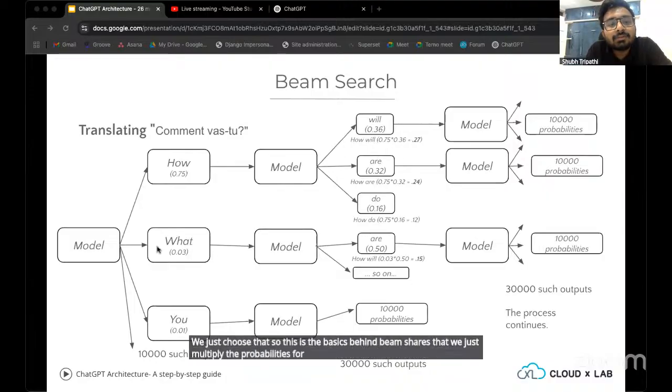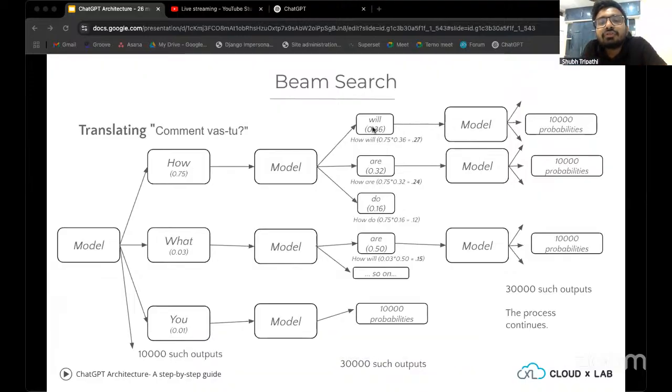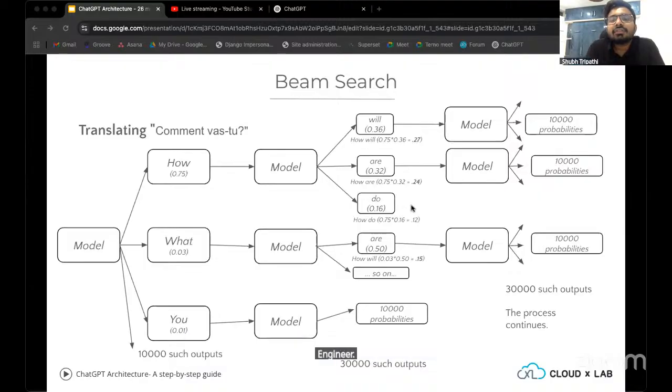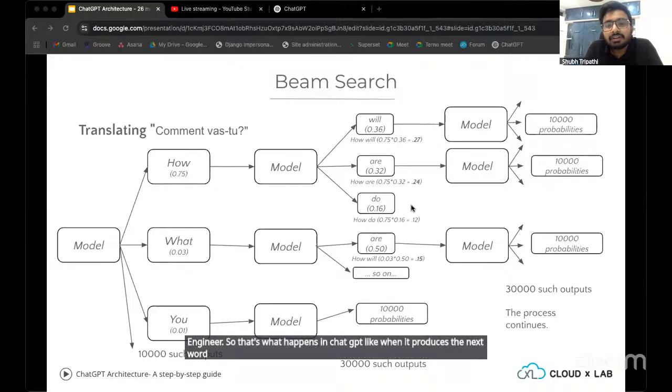Instead of just choosing the highest probable word, like choosing only "how" because it's the most probable, then choosing "will" because it's the most probable, we choose n number of words, and n is decided by the engineer. That's what happens in ChatGPT. When it produces the next word, it is producing one word at a time. Internally, it is generating the probabilities of 10,000 words.